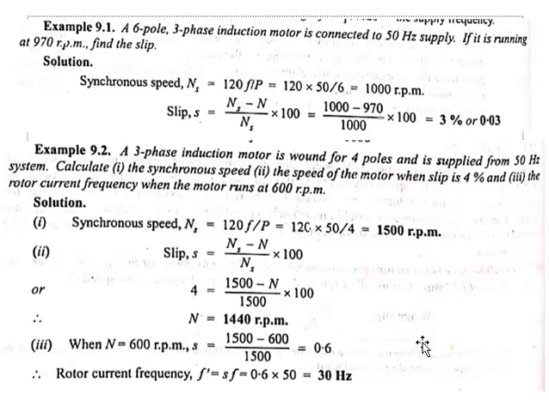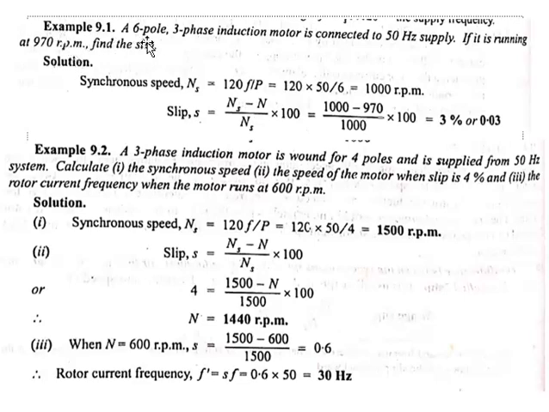Very few formulas that you have to remember. One is for the synchronous speed, Ns is equal to 120 f divided by P. Then slip, percentage slip is equal to (Ns minus N) divided by Ns into 100. And one more is the rotor current frequency, f dash is equal to s f. Those are the three formulas. Based on those three formulas, very simple problems will be there.